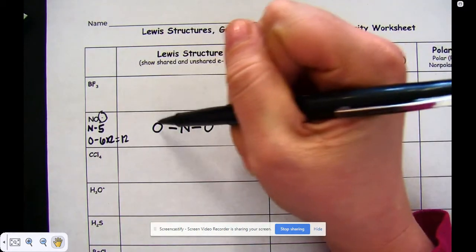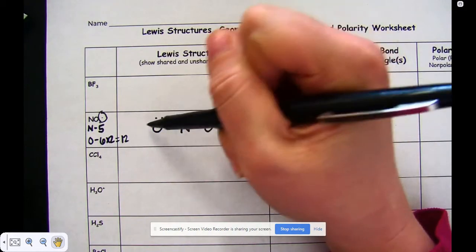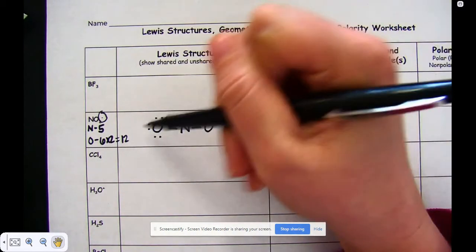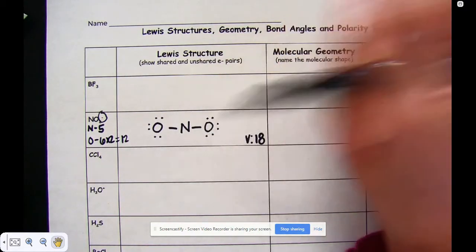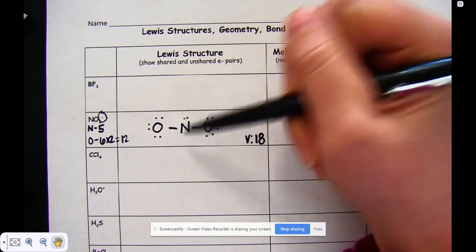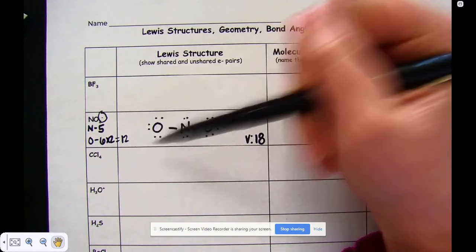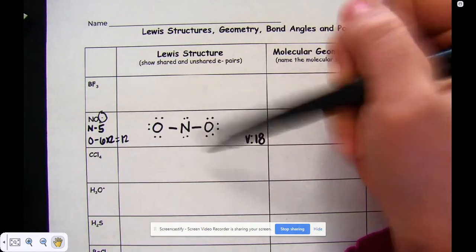So my oxygen only has 2. I need to have a total of 8. So I have to add 2 unshared pairs to each side. My oxygen, same thing on this side. And then my nitrogen, 2 on the top, 2 on the bottom. So my oxygen has 8, my nitrogen has 8, my other oxygen has 8.